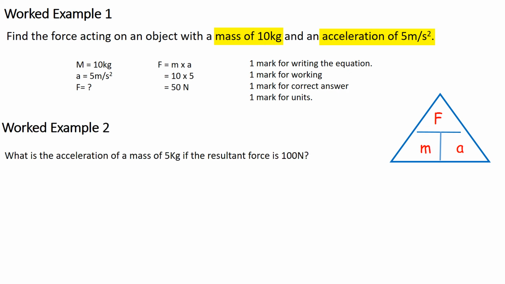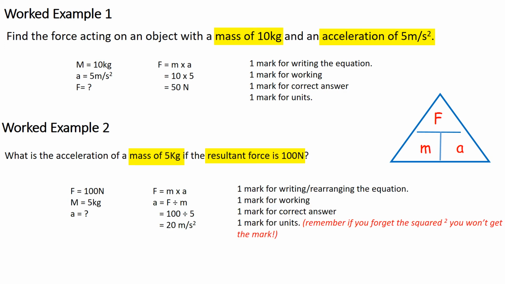Now a second worked example. This time we're calculating the acceleration. It has a mass of 5 kilograms, and the resultant force is 100. So 100 goes at the top. We divide by 5. Again, highlight to show that we know where we've got those numbers from. And we do 100 divided by 5, which gives me 20 meters per second squared. It's meters per second squared, and that's really important because if you forget that little squared, then you won't get that mark.